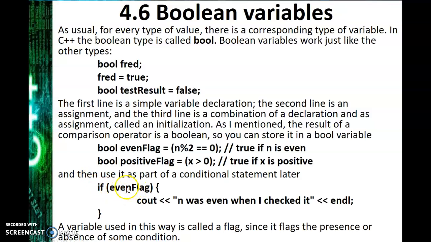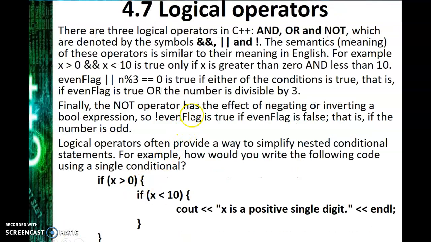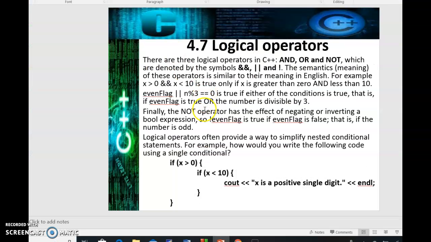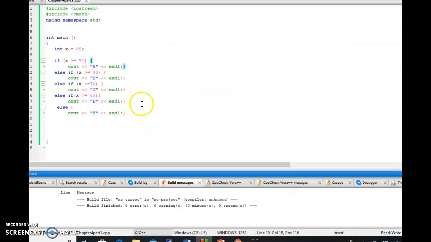Again, we could use variables inside of if statements that evaluate to true and false. Here's just a simple example. Even flag: if it's even, it's going to output, n was even when I checked it. Depending on what n is, this will either run this code or skip over this code. Notice this even flag is a variable that evaluates to true or false. Tomorrow, in unit part 3, we'll go over logical operators, so we'll come back to that. But right now I want to go over to your code blocks and look at extended if statements.